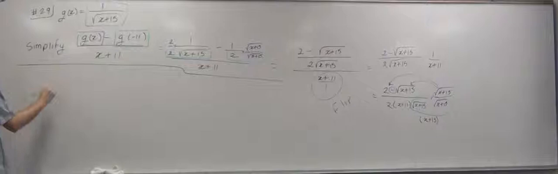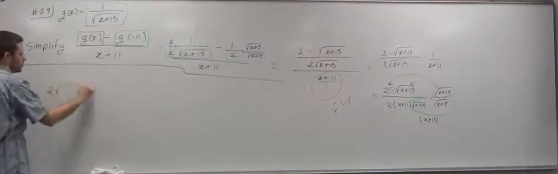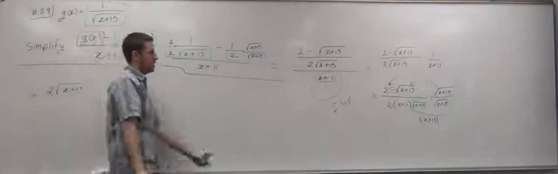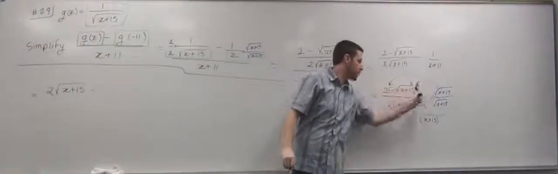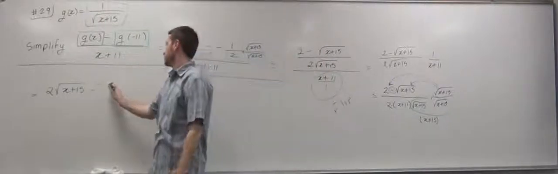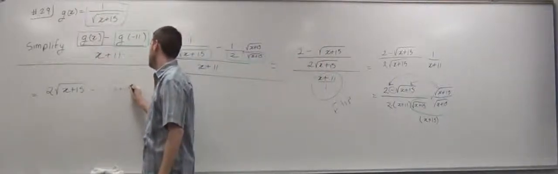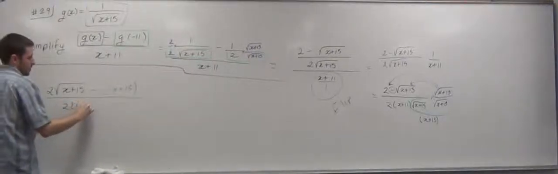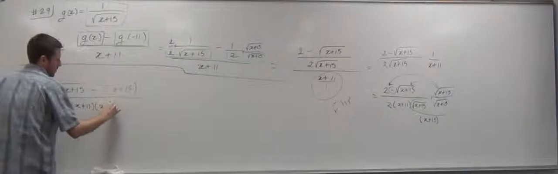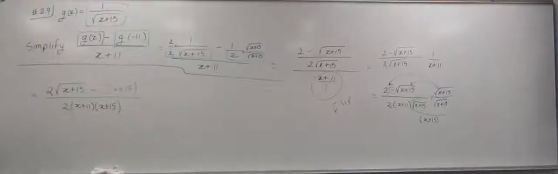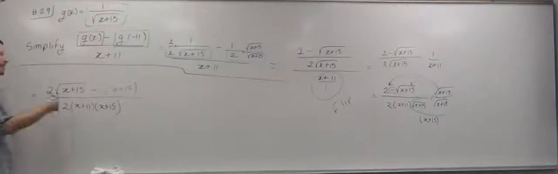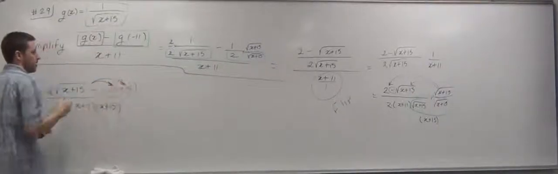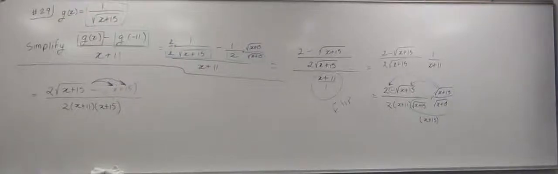So what should happen when the root gets distributed is you get 2 root x plus 15 minus, again, root times root, the root will cancel. So you'll get minus x plus 15, all of that over the denominator. And if you distribute out this negative, you'll get one of the answers, I'm sure.